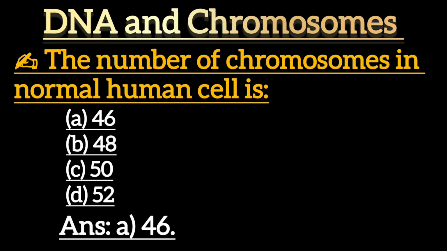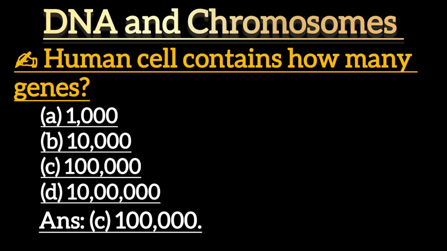Next one is the number of chromosomes in normal human cell is option A 46, option B 48, option C 50, option D 52. Correct answer is option A 46. Next one is human cell contains how many genes? Option A 1000, option B 10,000, option C 1 lakh, option D 10 lakh. Correct answer is option C 1 lakh.